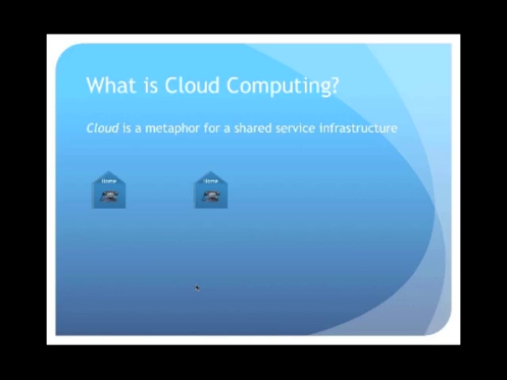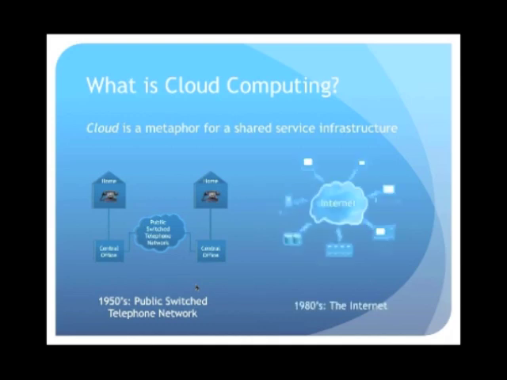Suppose you've got my home and your home, and I want to call you. Well, it used to be that somebody went to a patch panel and connected things, and we were directly connected. Starting around 1950, that stopped. If I wanted to call you, we had something called the public switched telephone network. It was a whole network of stuff where the virtual connections were made in a cloud, and they referred to it as a cloud. Let's fast forward. In the 1980s, the internet. Again, the internet has been portrayed as a cloud. So the idea of a cloud as a metaphor for shared service infrastructure is not a new thing. This has been around for quite a while.